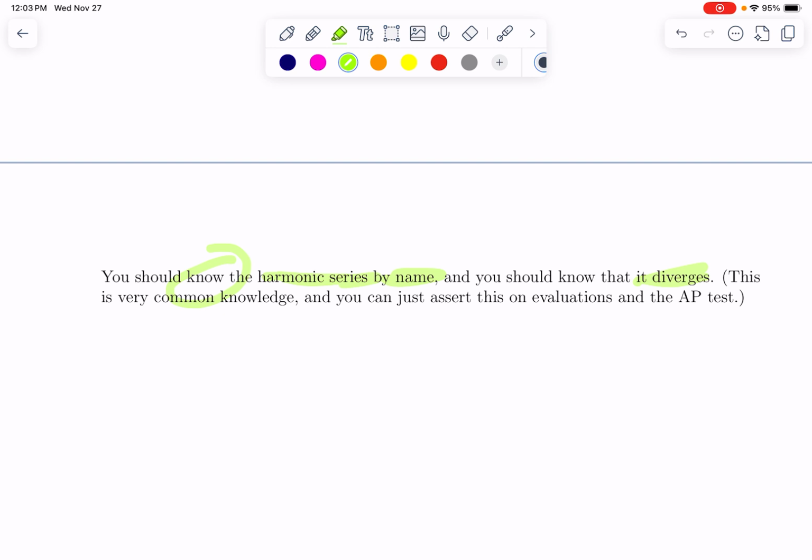Hopefully you understood that explanation. I'll show you another one later on. But it is just worth knowing that the harmonic series is a very famous example of something that is not geometric and has a bunch of tiny terms, but it is divergent.